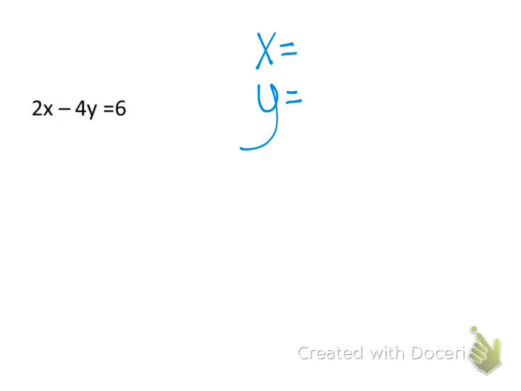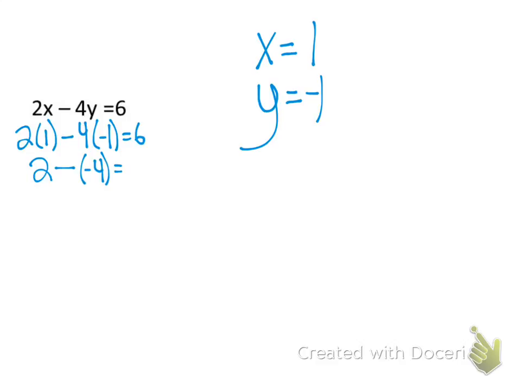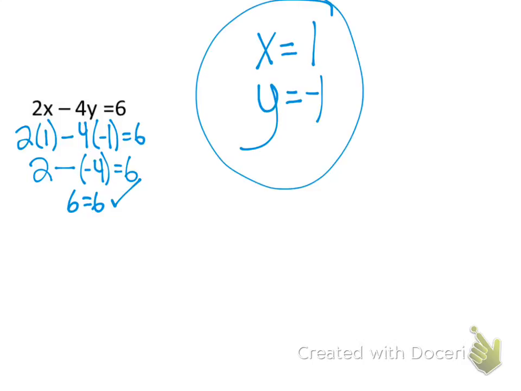Yes. I put X as 1 and Y is negative 1. Oh, let's see if this works. So we're going to make X 1 and Y negative 1. What is 2 times 1? What is 4 times negative 1? And then we have minus a negative. What's a minus negative? A plus. So what's 2 plus 4? So 6 equals 6. Is this a true statement? Yes, so these work. Anyone have another one?